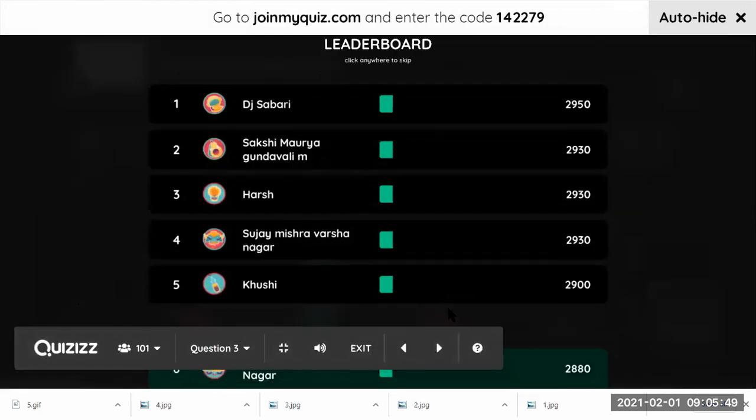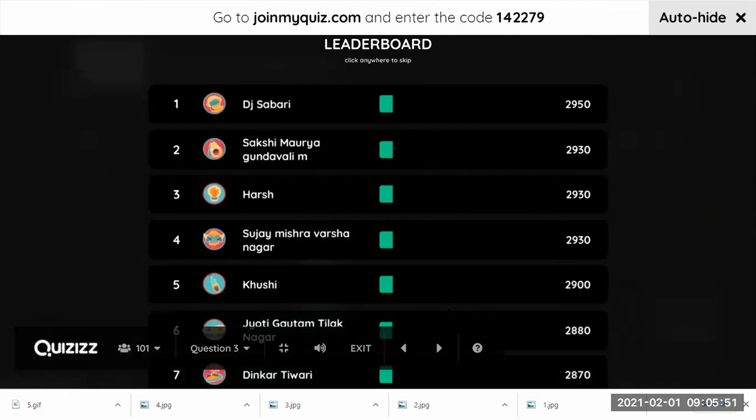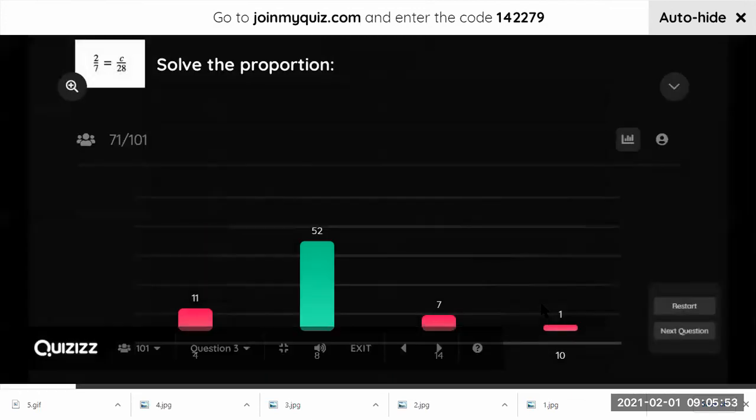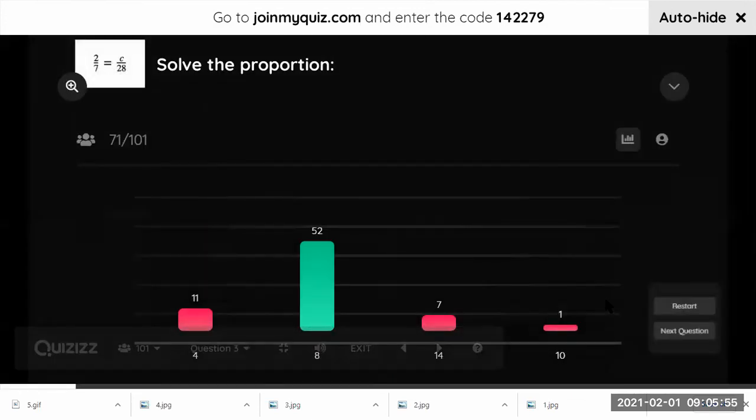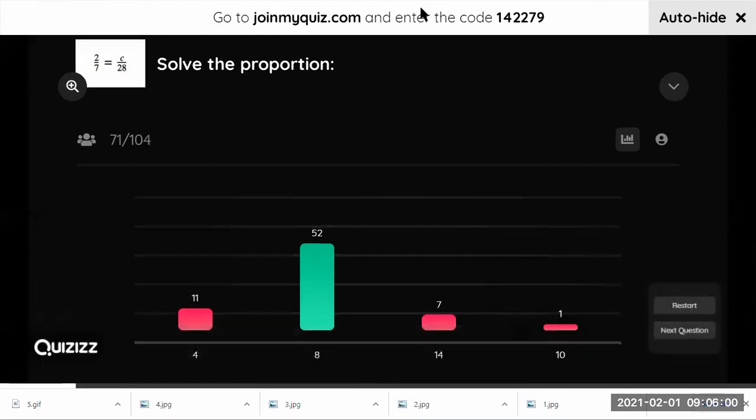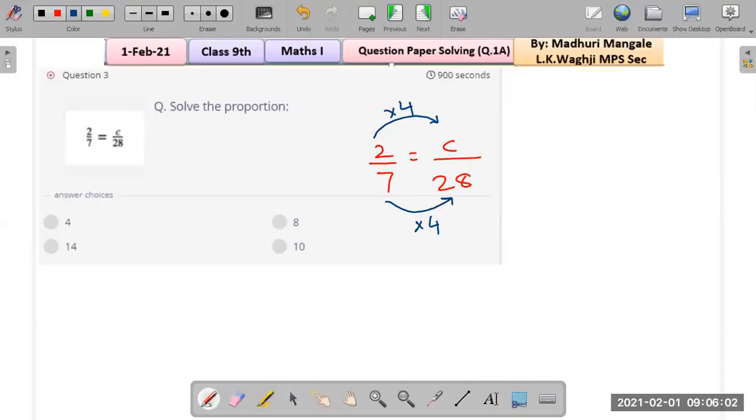And there, Sakshi Maurya, Harsh, Sujay, DJ Sabari, Khushi, Jyoti. Very good. 52 of you have got it right. Wonderful. Let's see the correct answer on the board now. Please move back to the Zoom board. On the Zoom board, you can see 2 times 4, that is 8. So C is equal to 8. This was the correct answer.